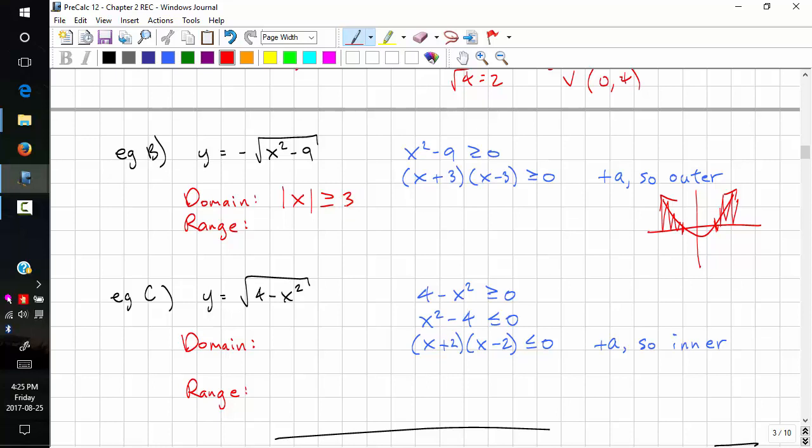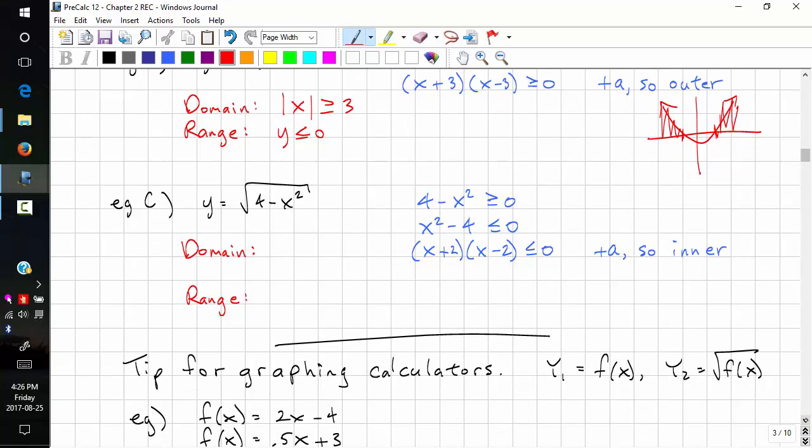And if we look here, this is where our min or maximum value is going to occur. So if we plug 3 into here, we get 0. And because this is going to be positive, this is going to make it negative. So it's always negative. So y is less than or equal to 0.